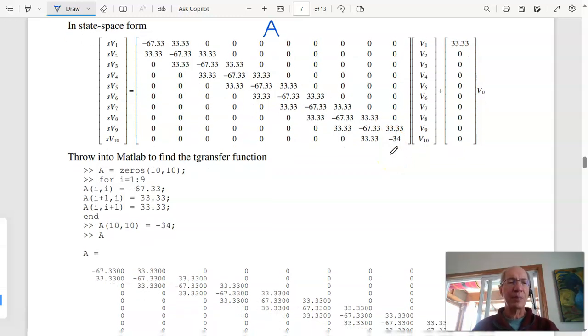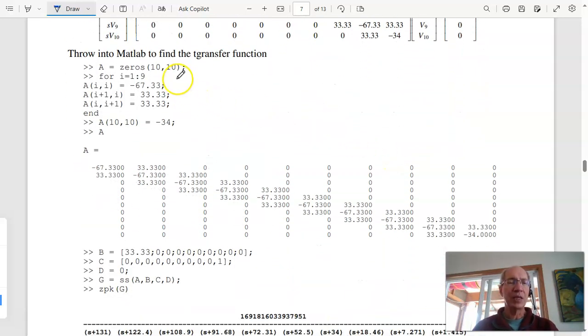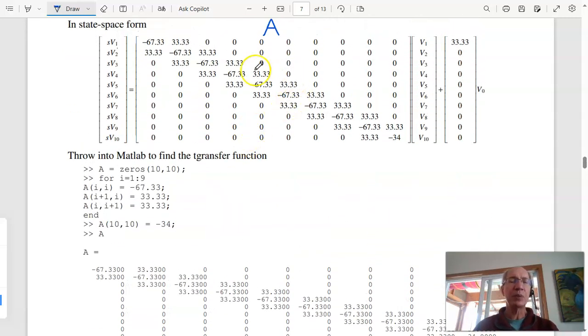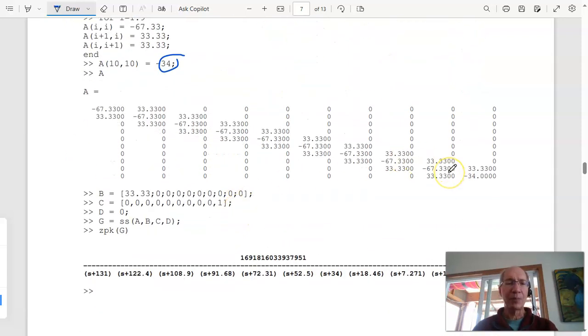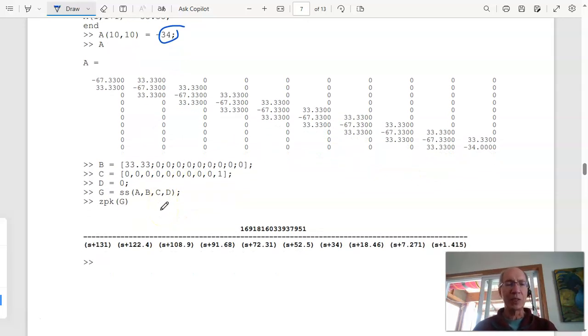If I put that in MATLAB as a 10 by 10 matrix, here's one way. It's a sparse matrix. Most terms are 0. With symmetry, just go down the diagonal. The diagonal is minus 67. Off diagonal is 33. Oddball, this guy is 34. I get the matrix into MATLAB and put in the B matrix, C matrix, D matrix, state space, transfer function.